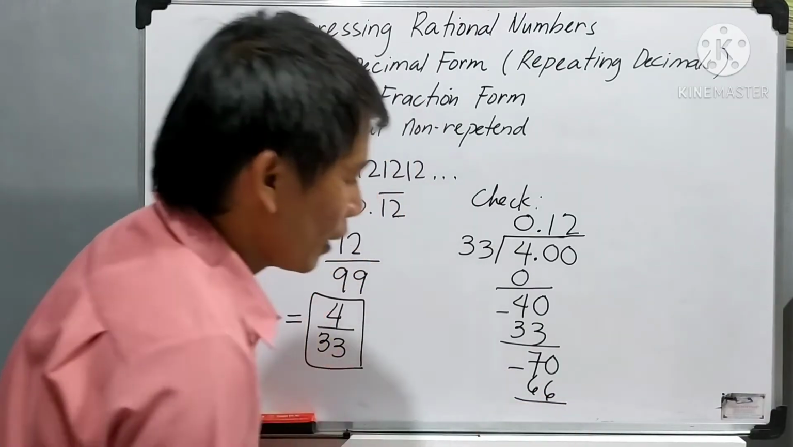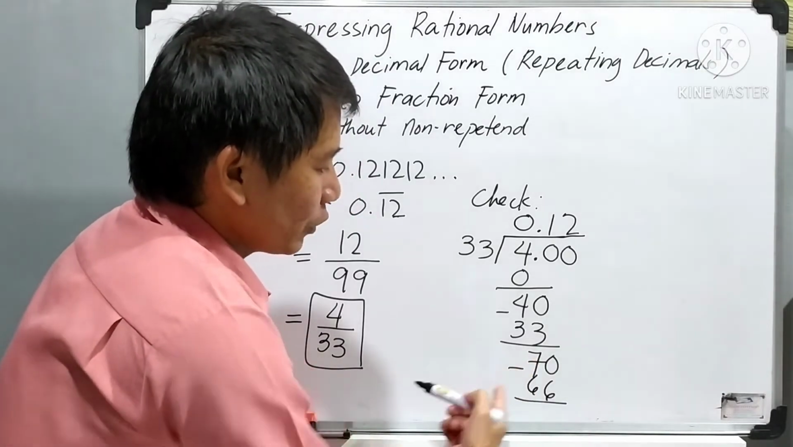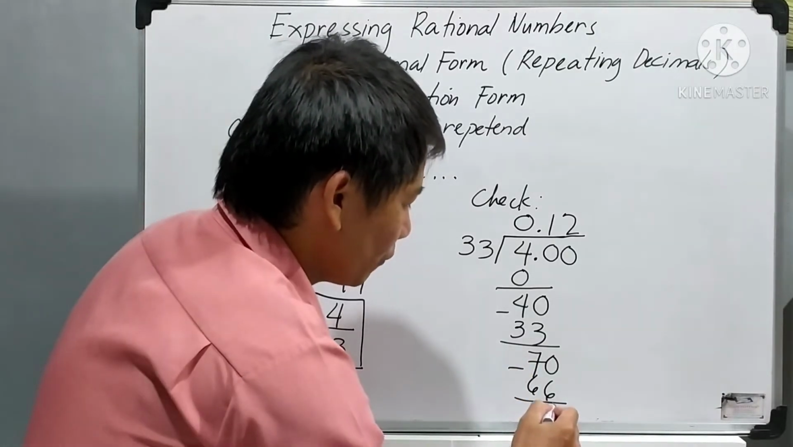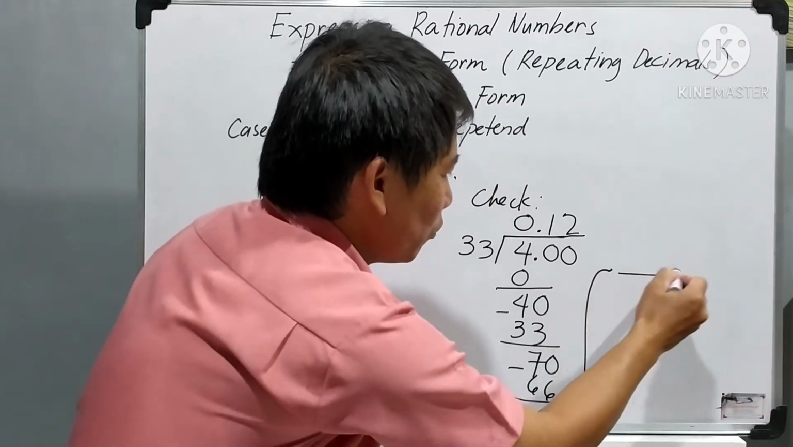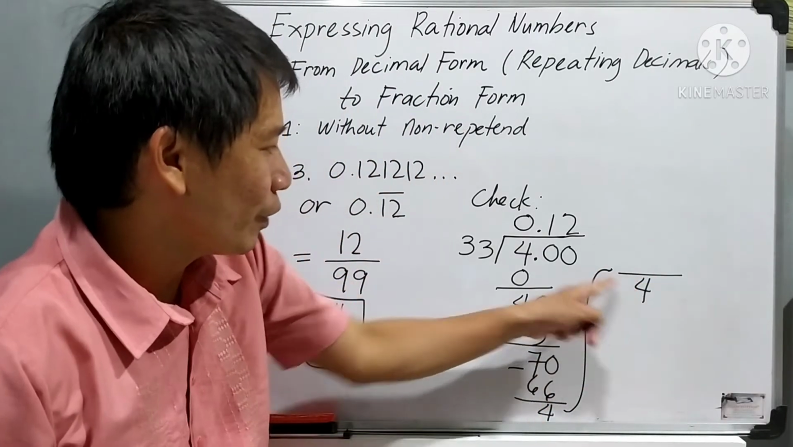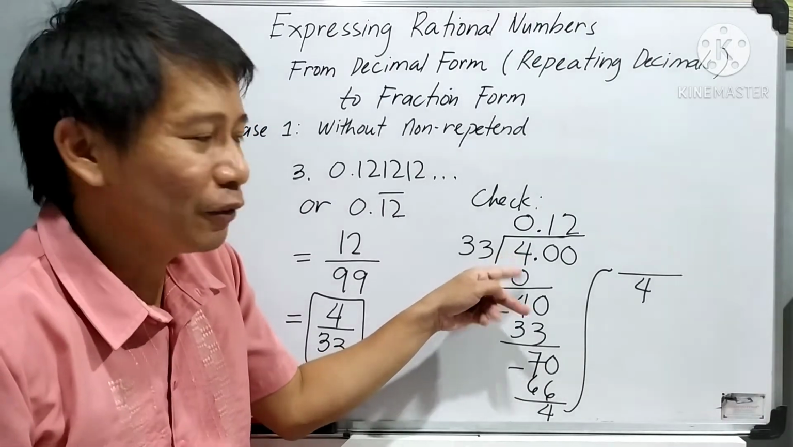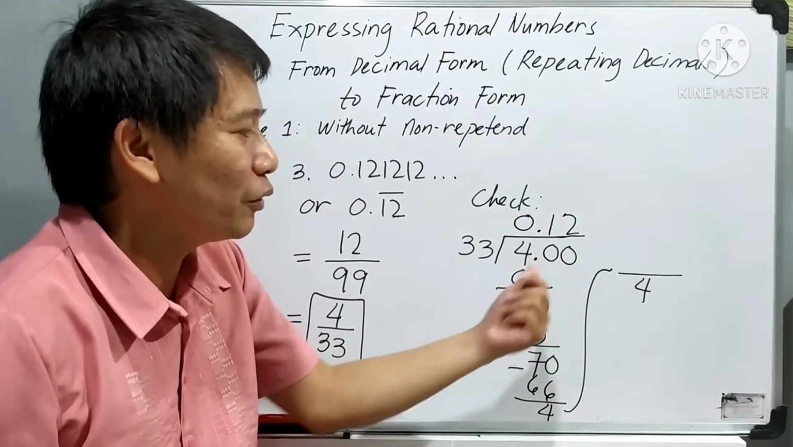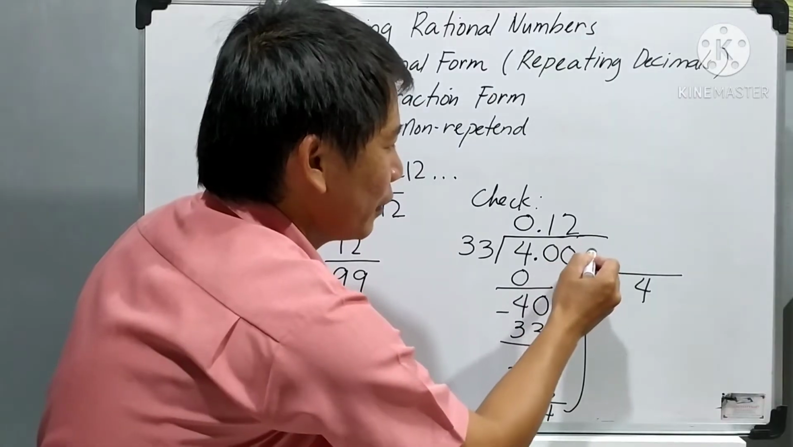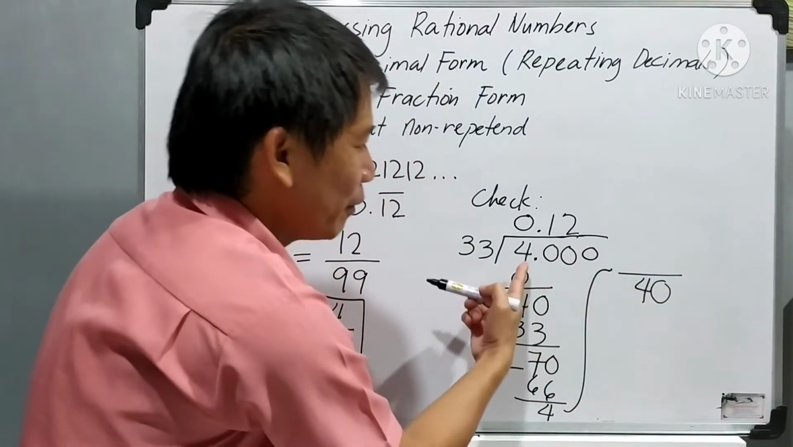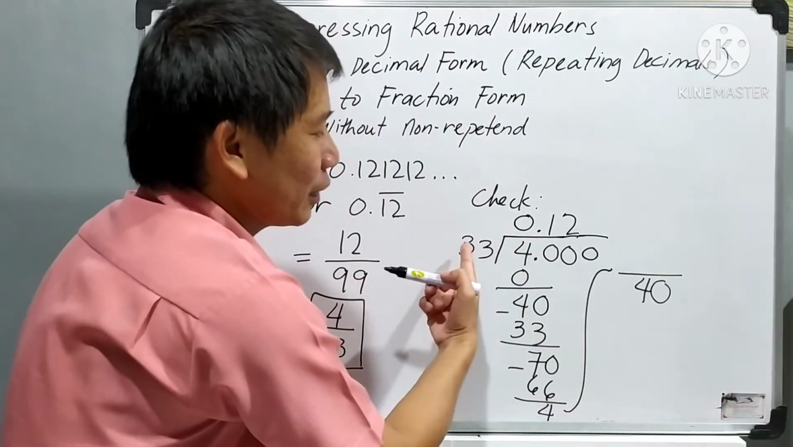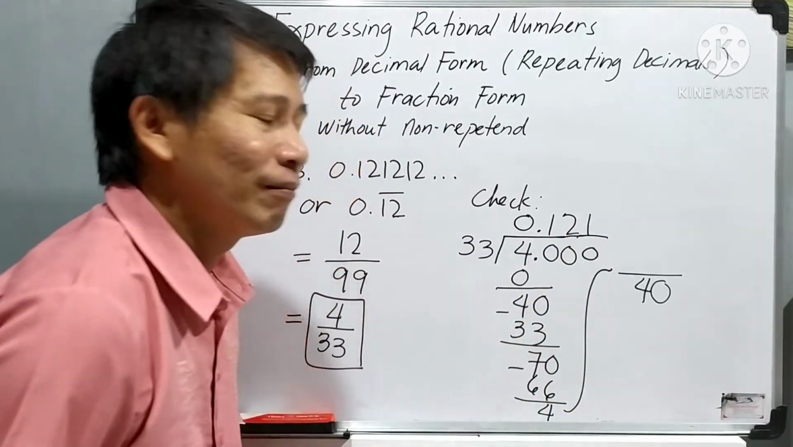Subtract, okay? So 70 minus 66, the answer is 4. So, kung mapapansin ninyo, bumalik tayo sa 4. Right? So, anong ibig sabihin? If we will continue dividing, dadagdag tayo ng 0 dito, mag-a-add tayo ng 0. So, 40 na naman siya. So, ang magiging quotient naman natin uli is 1.